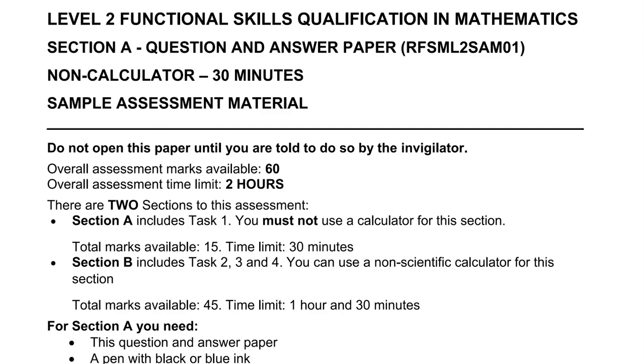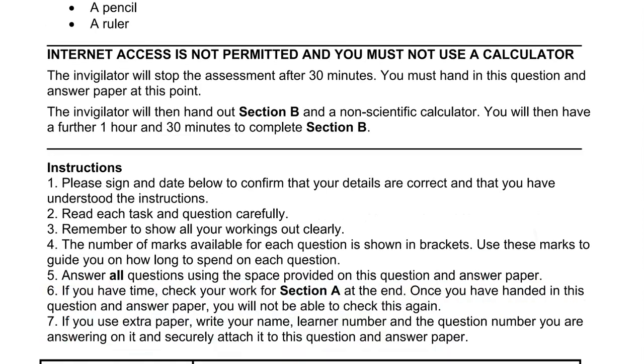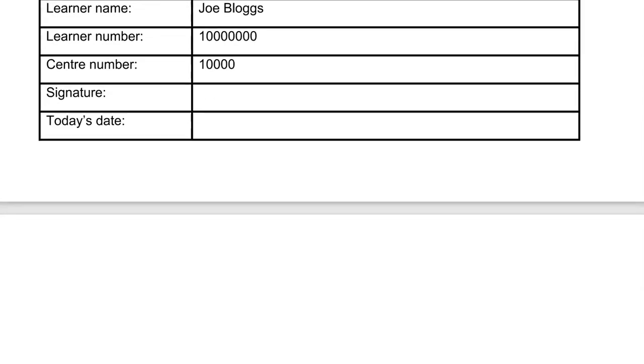This is a level 2 functional skills maths paper from Open Awards. It's split into two parts. In the first part, you can't use a calculator, but you can in the second part. This is the first part.